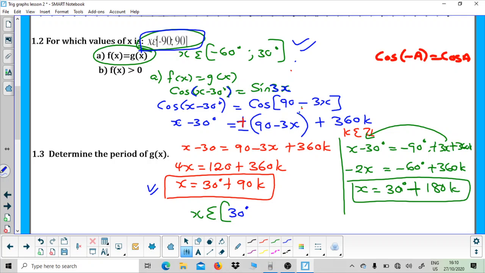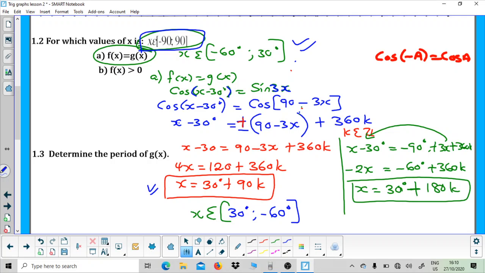So we cannot carry on increasing the k value anymore. We can go down, however. I've already tried 0. Did we try 1? Well, 1 will give us 120, which is not in the domain. So let's quickly see if we put negative 1. If you put negative 1 in place of k, you get negative 60 degrees here, and negative 60 degrees is in our domain.